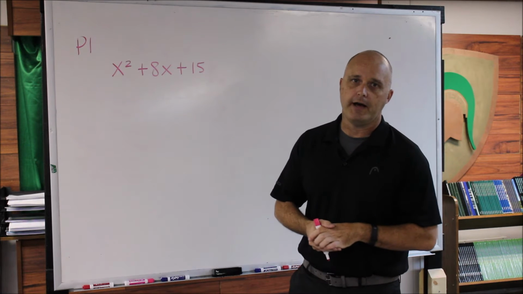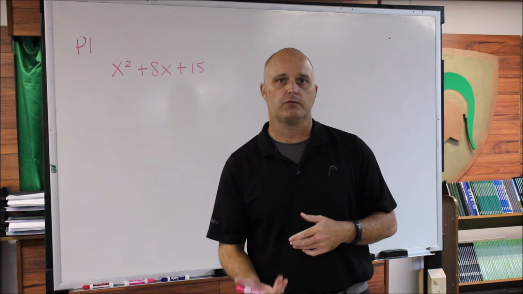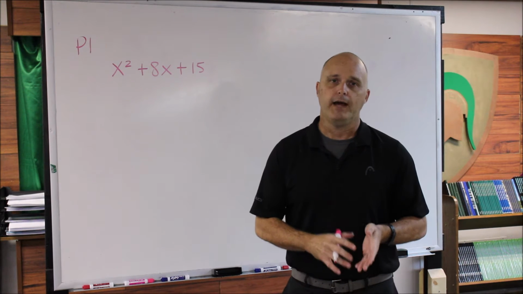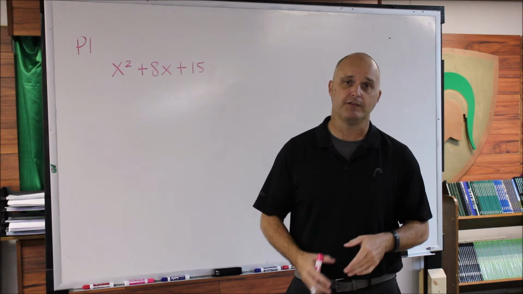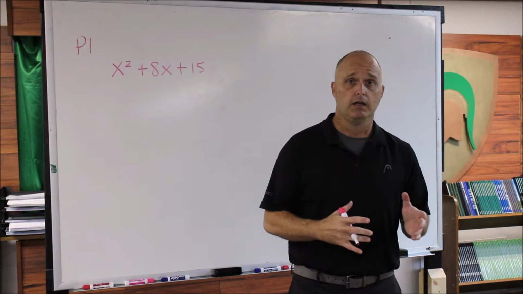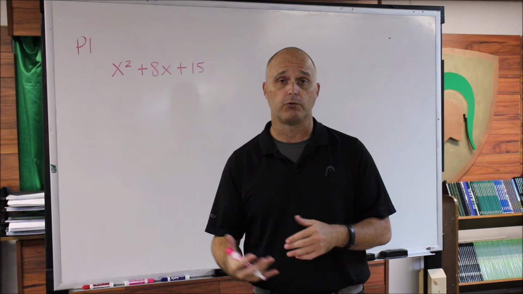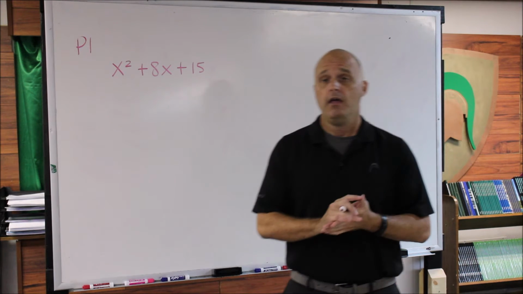All right, so now that you know how to solve a problem in the form of ax squared plus c equals 0, we have to move on to x squared plus bx plus c equals 0. And this is going to be a more complicated process to be able to arrive at your answers.